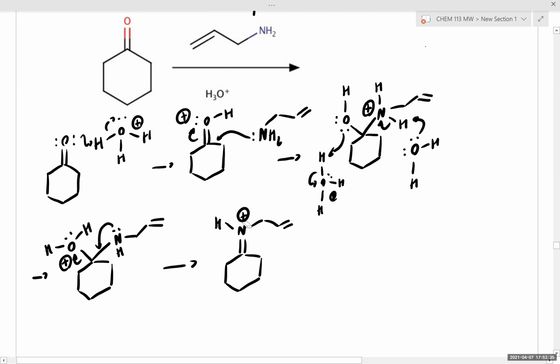Now, as you notice, this is a non-neutral species. So to get a neutral isolable species, we'll deprotonate our iminium ion with water. And that gives us our final imine product.